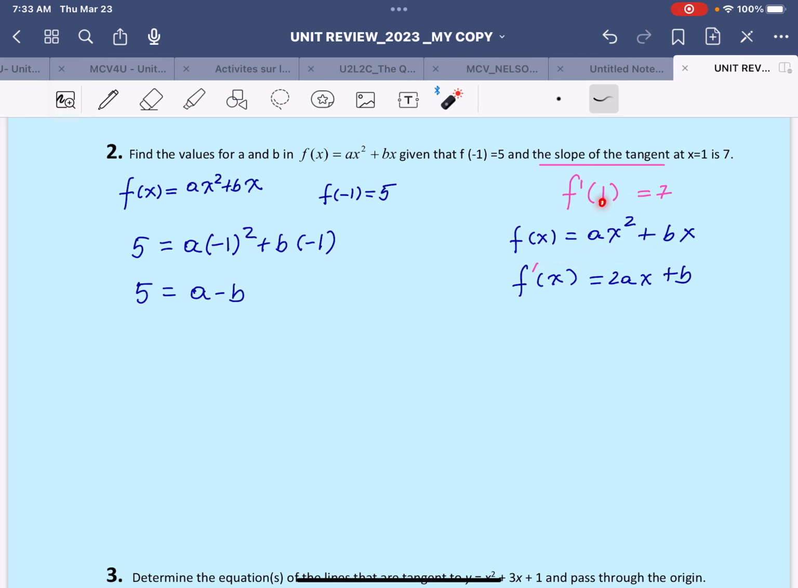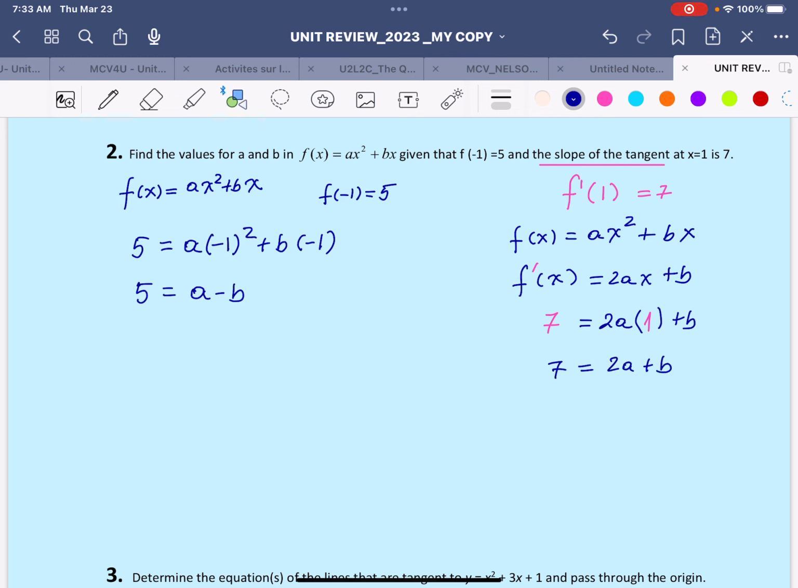So the derivative at 1 will be 7, which means when x equals 1, then the value of f prime at 1 will be equal to 7. So let's write this down. We have f prime of x equal to 7 equals 2 times a times the x value, which is equal to 1 in this case, plus b. So as you can see here, we have 7 equals 2a plus b.